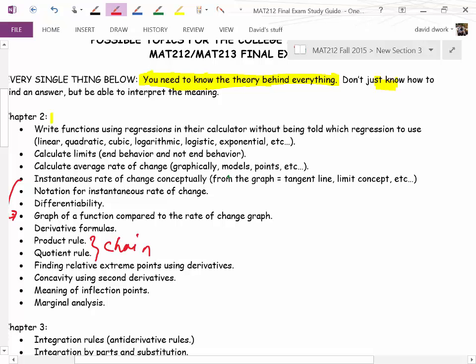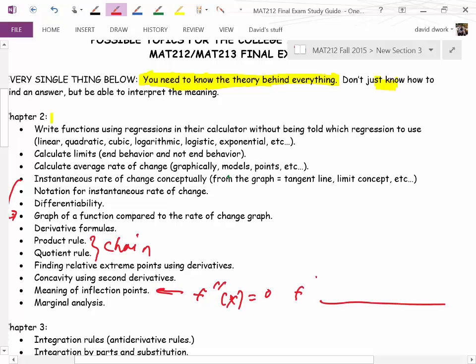Finding relatives, mins, and maxes, we already talked about that. Concavity using second derivatives, interpreting a second derivative. What does it mean? Meaning of an inflection point. How do you find an inflection point? Well, that's where the second derivative is equal to 0.